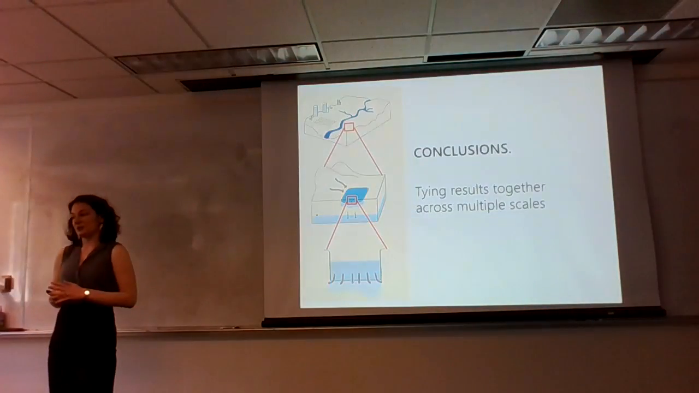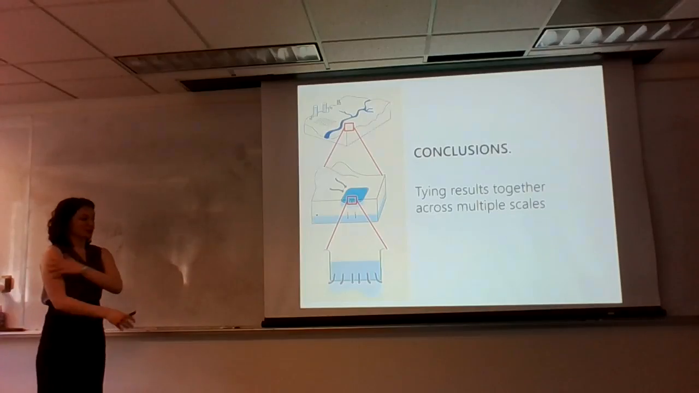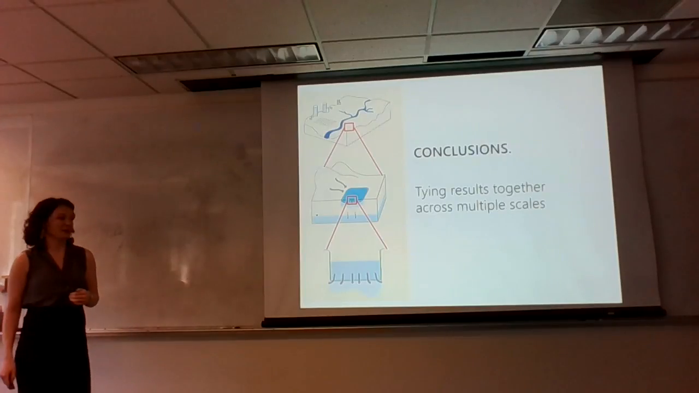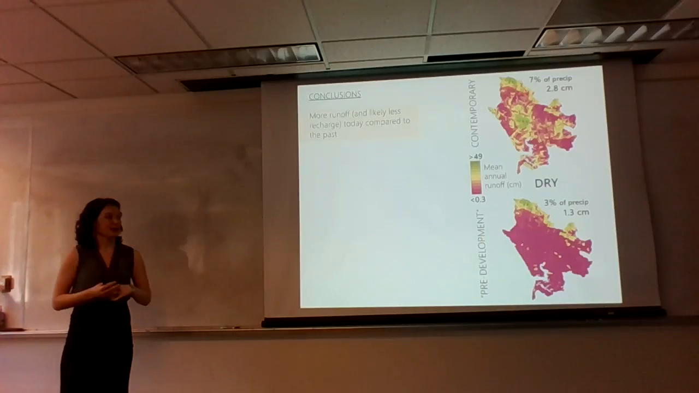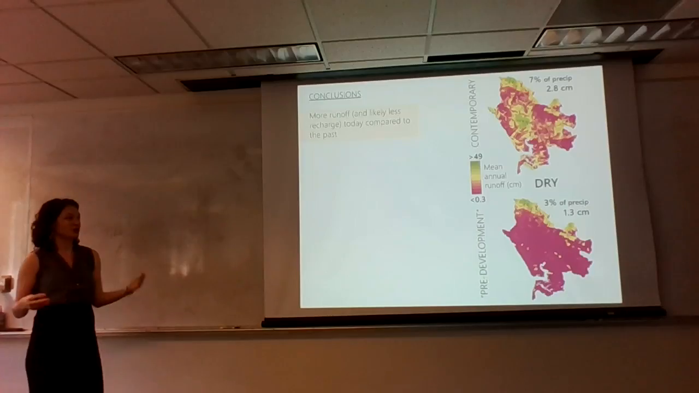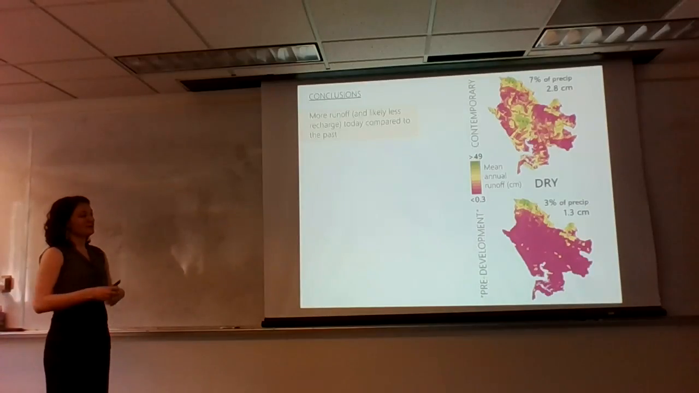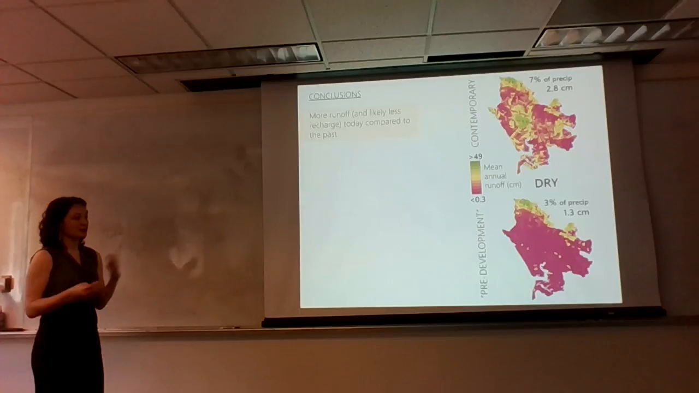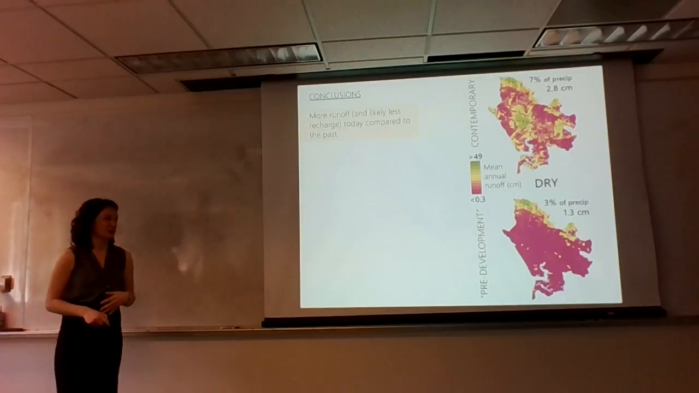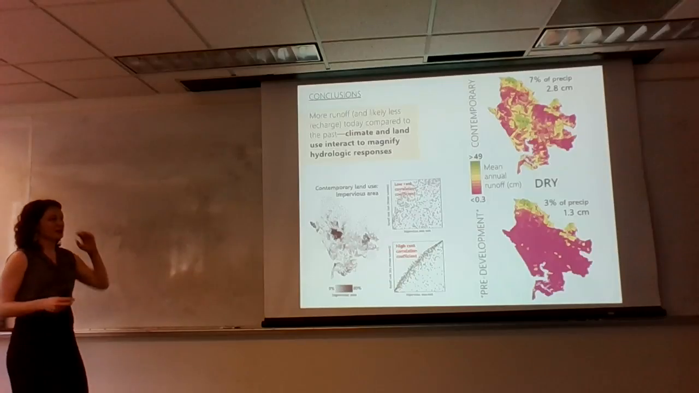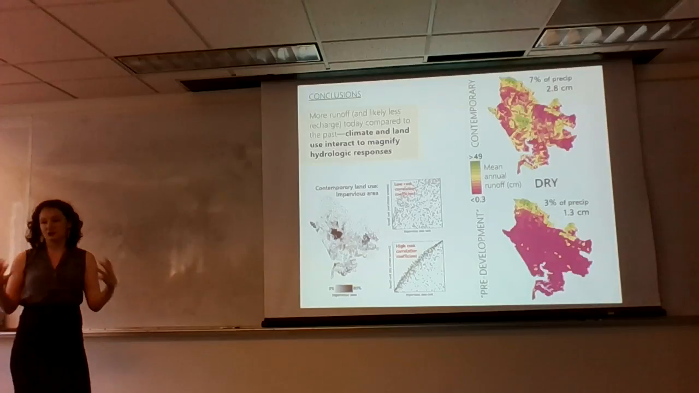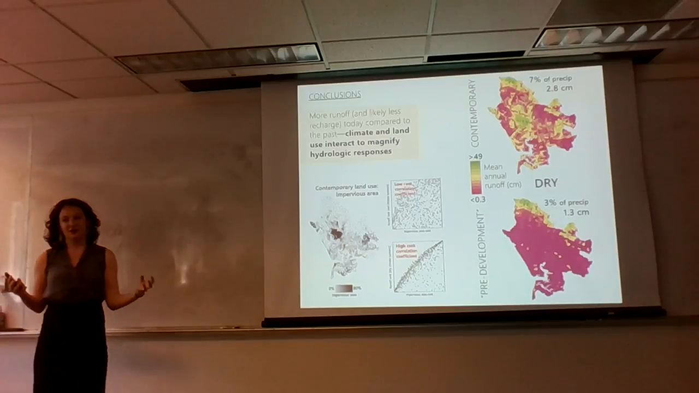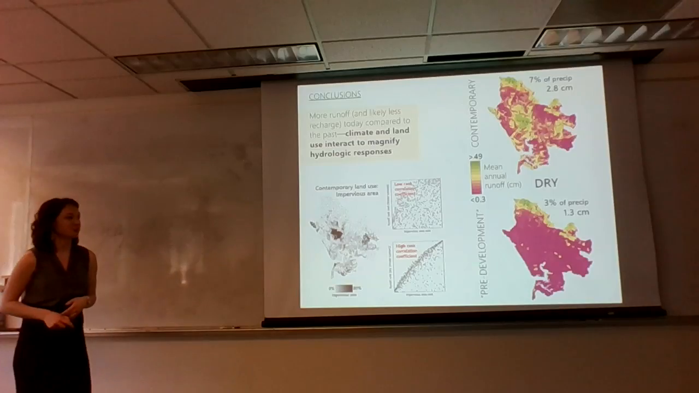So for the last few minutes, I want to tie together my results across multiple scales and review some of the main conclusions from my dissertation. In my first chapter, I presented some regional computer models looking at the impact of climate and land use on the regional hydrology and in particular runoff generation. I showed that there's more runoff and likely less diffuse recharge today compared to the past as a result of shifts in land use. I also demonstrated that the impact of simultaneously changing climate and land use can magnify the impact of those regional perturbations and how important it is to consider the interactions between the two.